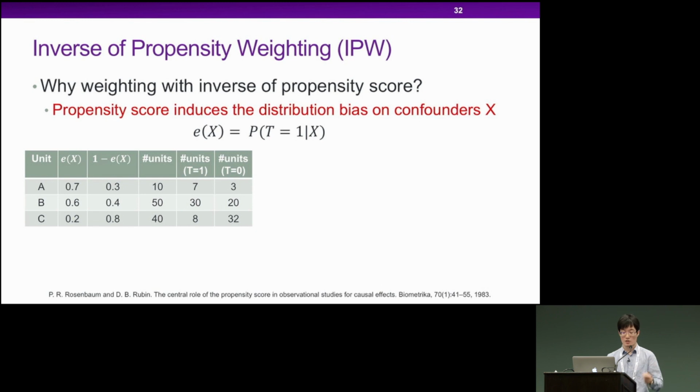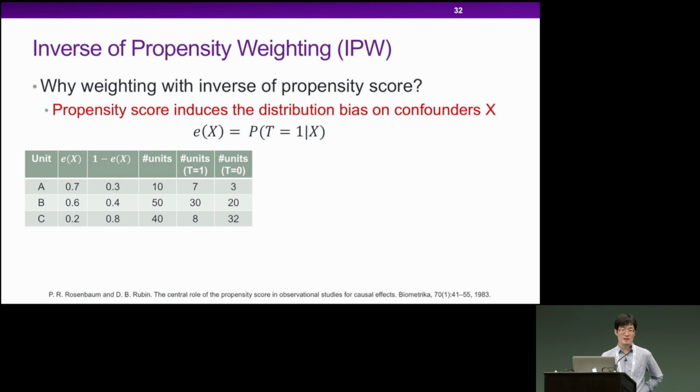Here I will show you an example. We have three kinds of units here. For the units A, the propensity score is 0.7. That means if you have 10 units belonging to type A, then 7 of them will get treated and 3 of them will be untreated, the control.